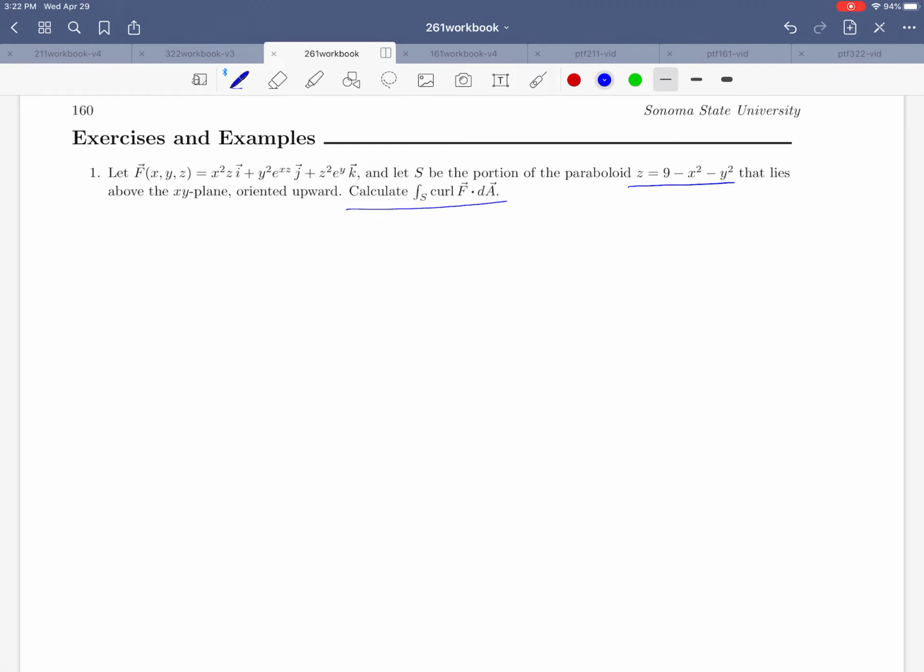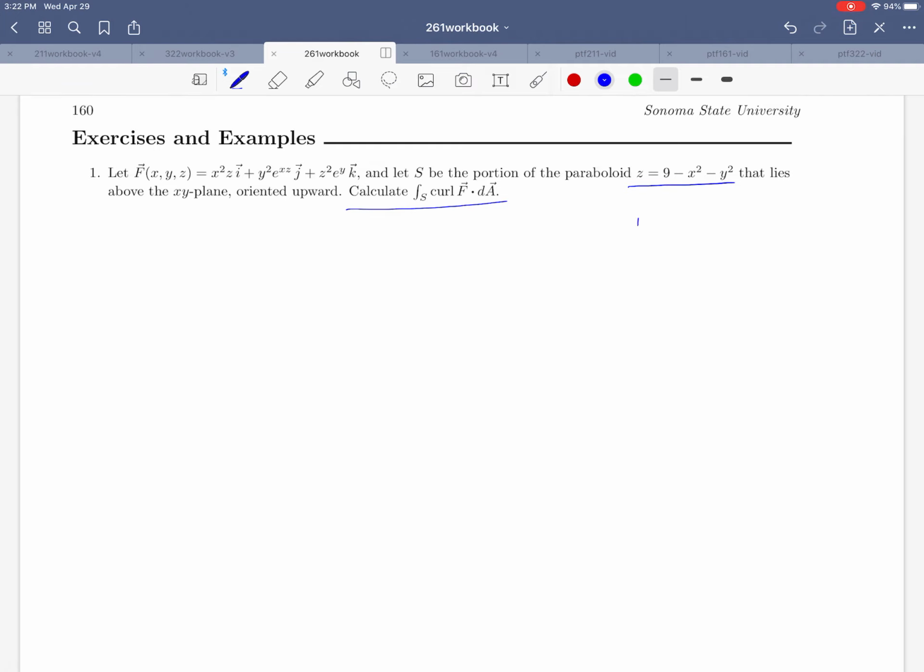Okay, so they ask us to compute a flux integral. The lesson plan asked you to draw the surface and the boundary curve. I hope you had a chance to do that, because this is definitely the first thing we need to do. We need to get a feeling for what the surface even looks like.